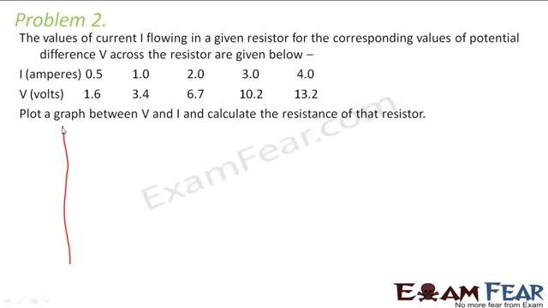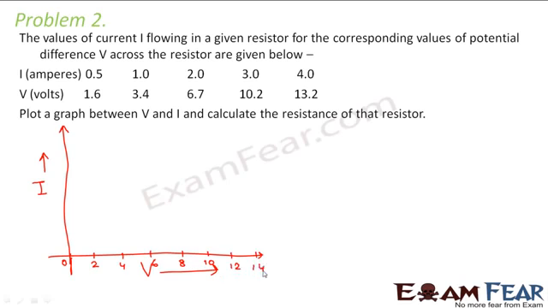So first of all, let us try to plot the graph. So we take V along x-axis and we take current along y-axis. So let us say this is the origin. This is 2, 4, 6, 8, 10, 12, 14, and along y-axis I take 1, 2, 3, 4.